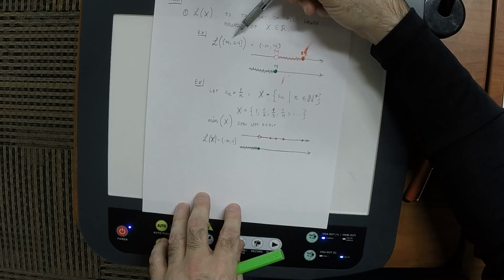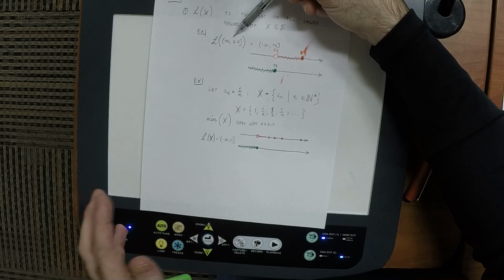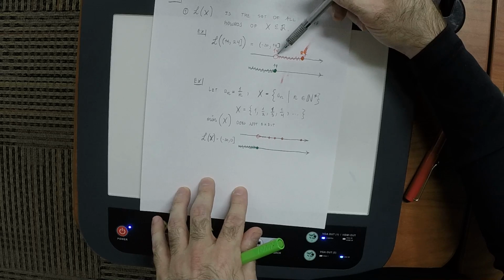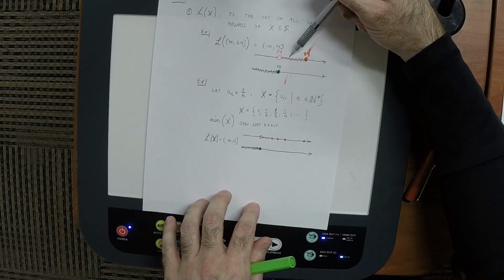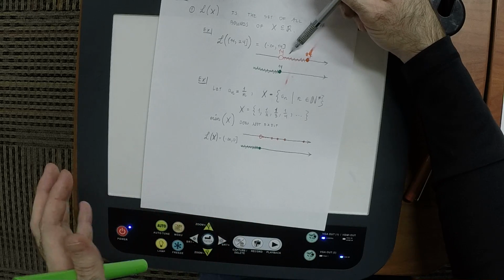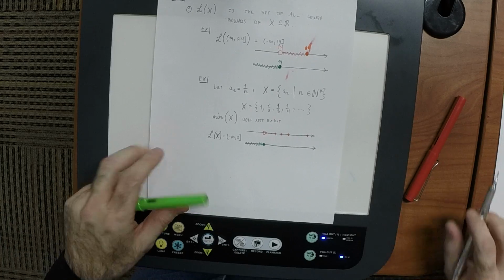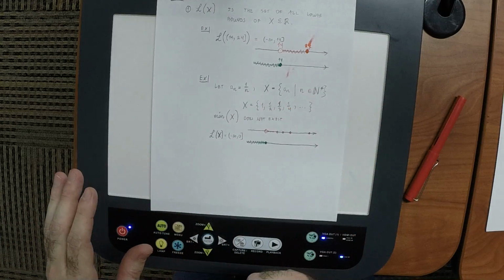Now, the minimum of this set is not 1/4. Why is it not 1/4? Because it's not in there, right? The smallest red point isn't 1/4 because it's not a red point. And you can't point at any other red point and say that's the smallest, because there's always going to be a smaller one. But nevertheless, we're talking about the set of all lower bounds.